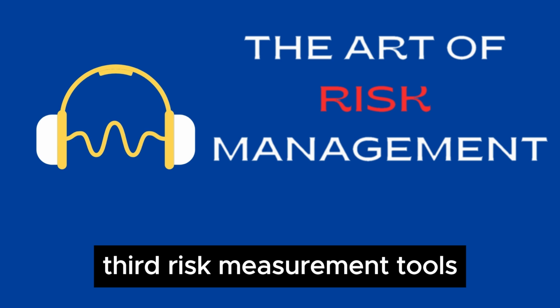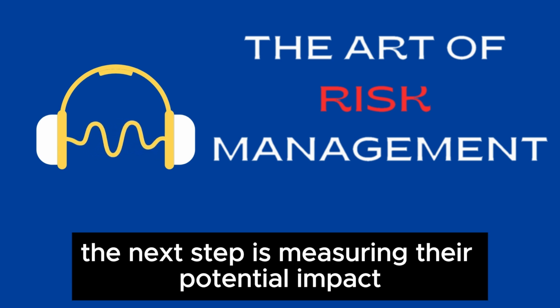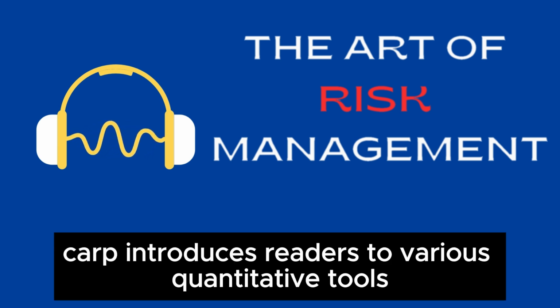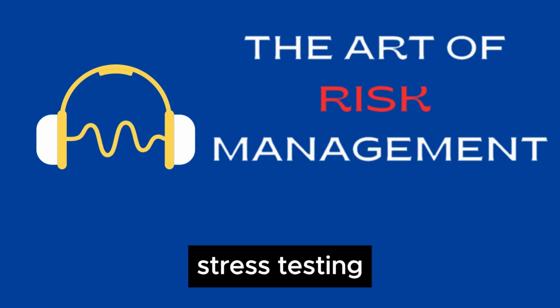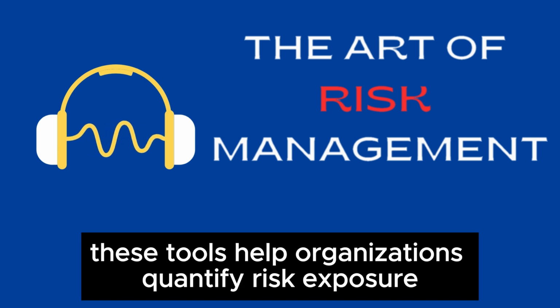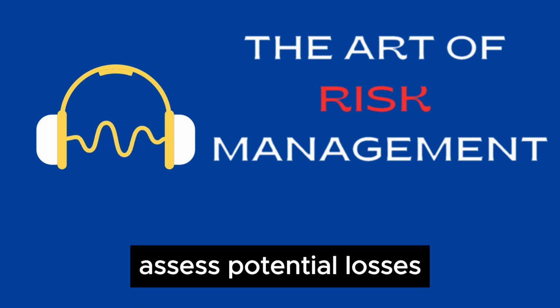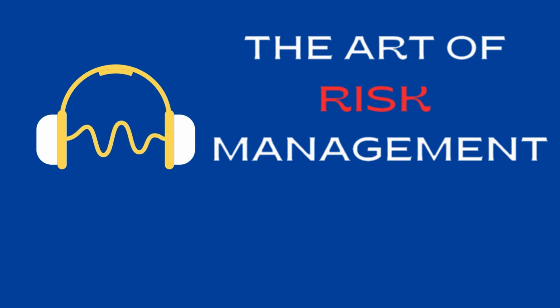Third, risk measurement tools. Once risks are identified, the next step is measuring their potential impact. Culp introduces readers to various quantitative tools such as value at risk, VAR, scenario analysis, stress testing, statistical models, and probability distributions. These tools help organizations quantify risk exposure, assess potential losses, and prepare for worst-case scenarios.